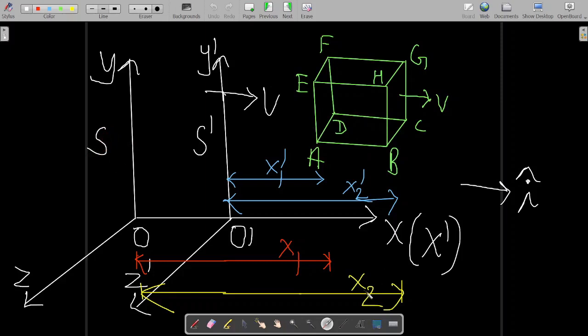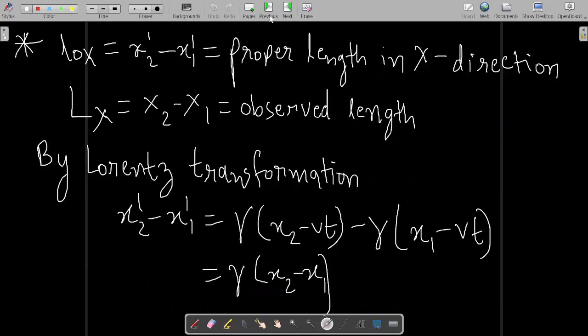So the contracted length will be x2 minus x1. Okay, x2 minus x1 will be the contracted length, because the distance from O to B is x2 and the distance from O to A is x1. So observed length will be x2 minus x1. So capital LX is equal to x2 minus x1, which is the observed length.